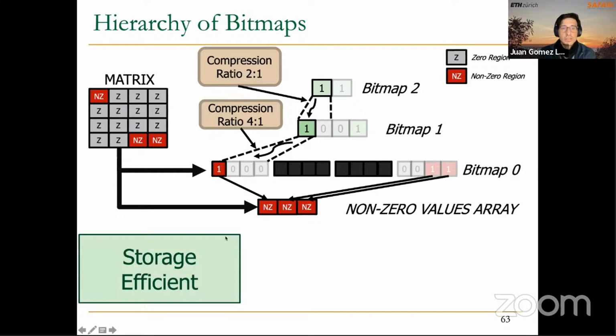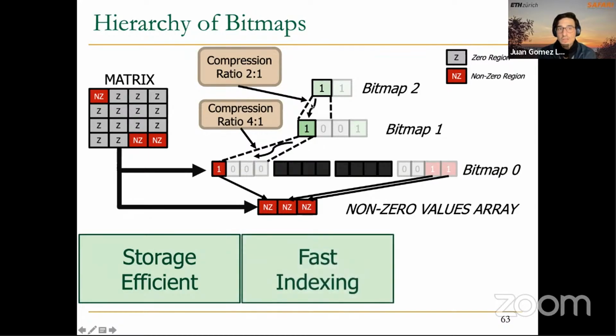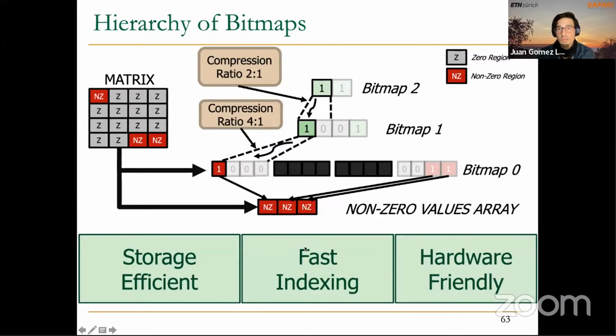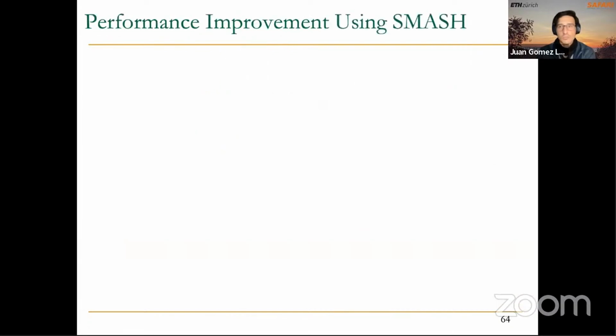So this proposed format is efficient in terms of storage. We are going to see a comparison to CSR in a few slides. It provides fast indexing. We are minimizing a lot the overhead of indexing. It is not anymore as complex and costly as in CSR, for example, and it's also hardware friendly. And in the paper, we explain the necessary hardware additions. As I said, I'm not going to cover them today because I want to focus on the compression part of the proposal, but you can find all the details in the paper.